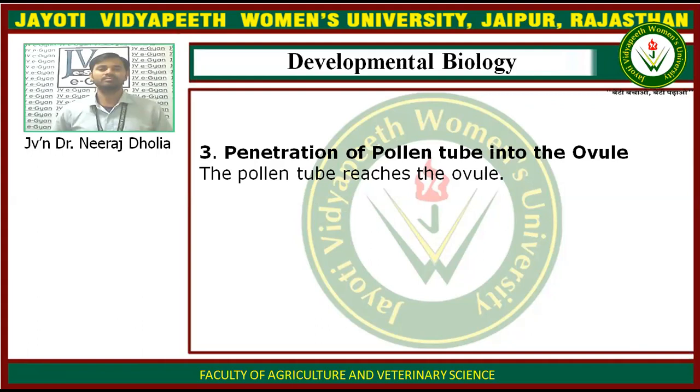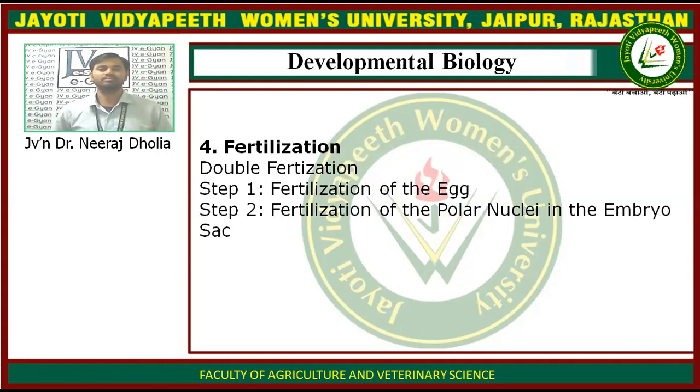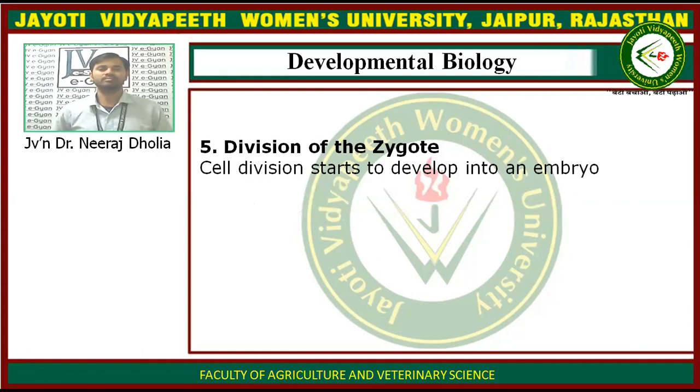In the next step, fertilization, in most plants the fertilization is a double fertilization. In the first step, the egg is fertilized by the male gamete, and in the second step, the nuclei in the embryo sac are also fertilized by the other male gamete. So in most seed plants or flowering plants, the double fertilization process occurs. Next is the division of the zygote.